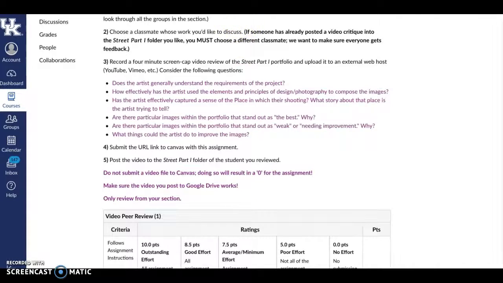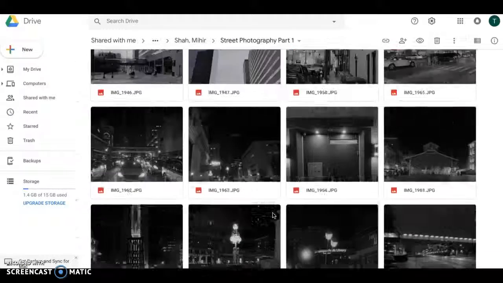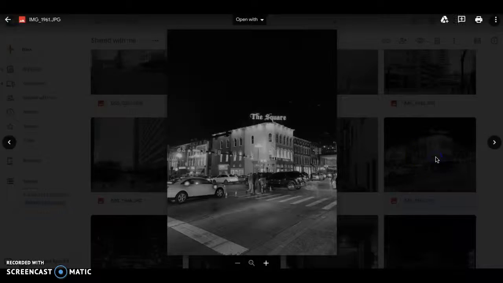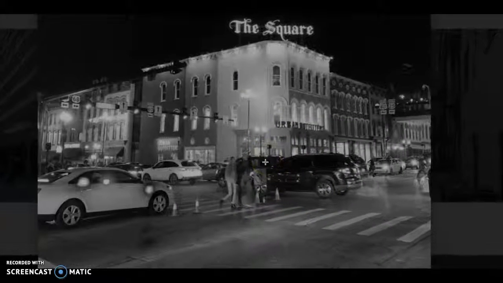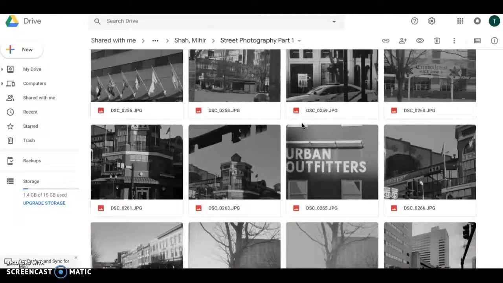So I think the story he's trying to tell is really the lives of people in Lexington. So what is going on on an everyday basis in Lexington? He has people walking around, people doing various things. These people might be shopping downtown in the square. Another great image taken by me here.